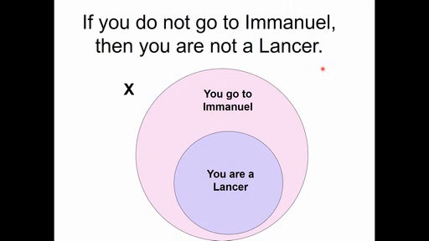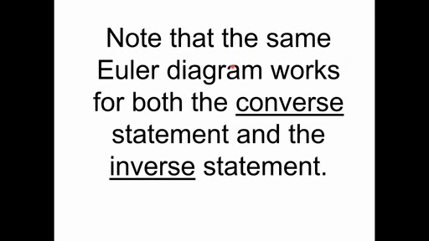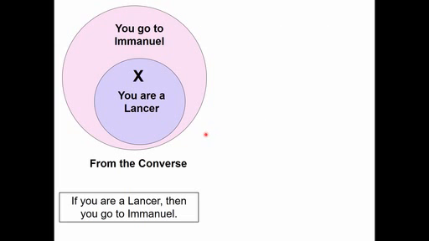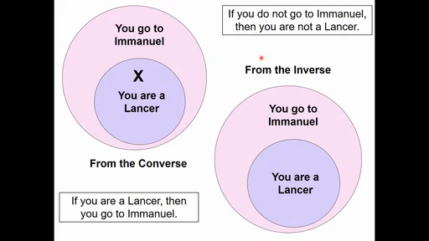But you should note this, that the same Euler diagram works for the converse and the inverse. I can show you that here. So there's the converse: if you are a Lancer, then you go to Emmanuel. Has to be. And the inverse of that original: if you do not go to Emmanuel, well, that's got to be way out here, then there's no way you can be a Lancer. So these two statements are logically equivalent. They mean the same thing, even though they're not true. We can use the same Euler diagram for them.